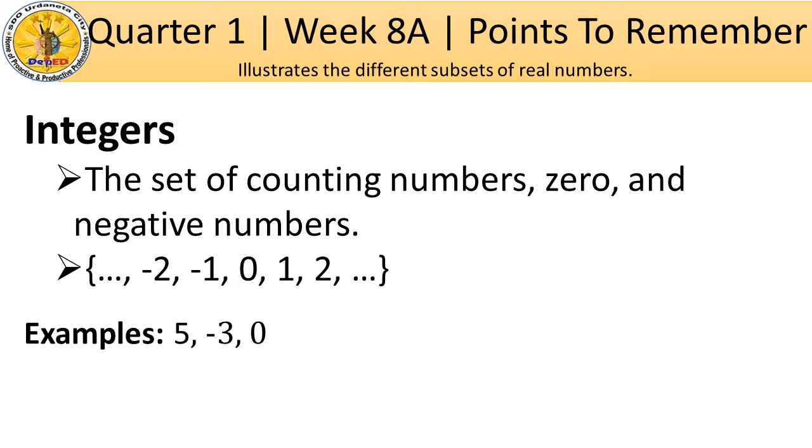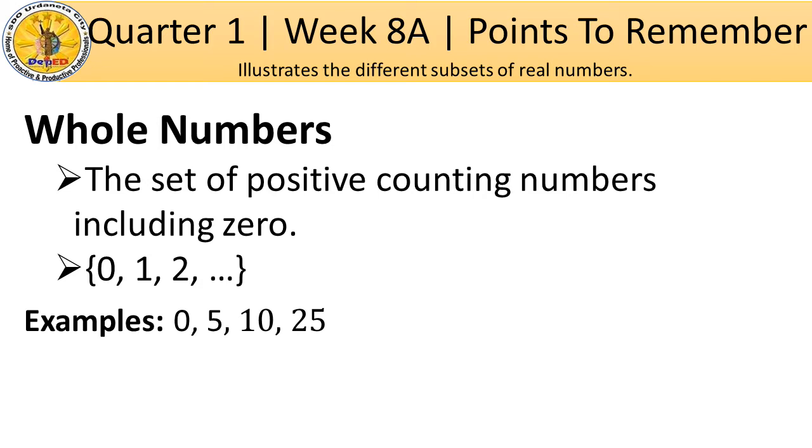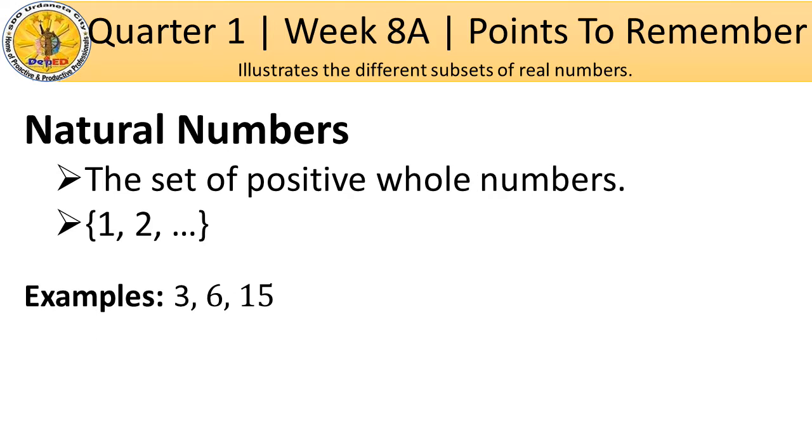Integers: the set of counting numbers, 0, and negative numbers. Examples are -2, -1, 0, 1, 2, and so on. Some examples of integers are 5, -3, and 0. Whole numbers: the set of positive counting numbers, including 0. Examples are 0, 5, 10, and 25. Natural numbers: the set of positive whole numbers. Examples are 3, 6, and 15.